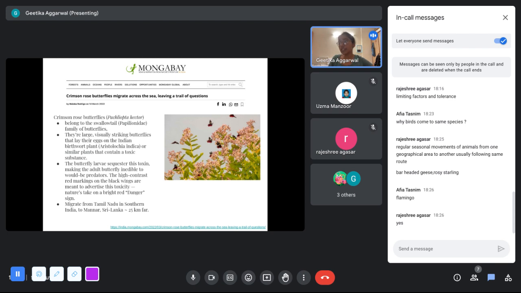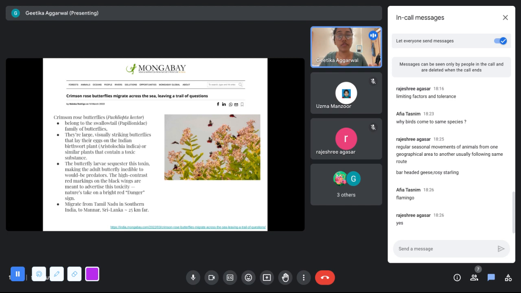They are very large in size and they lay their eggs on the Indian birthwort plant, or similar plants, which, as I explained, are known to contain a toxic substance. And the butterfly larvae are going to feed on this toxin from the plant. They're going to sequester or accumulate this toxin in their body, and that is why they're going to be inedible to the predators. And this striking coloration is a form of aposematism.